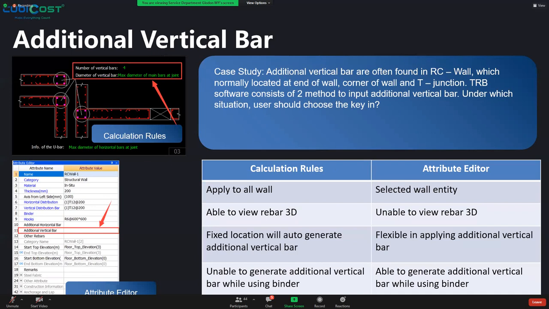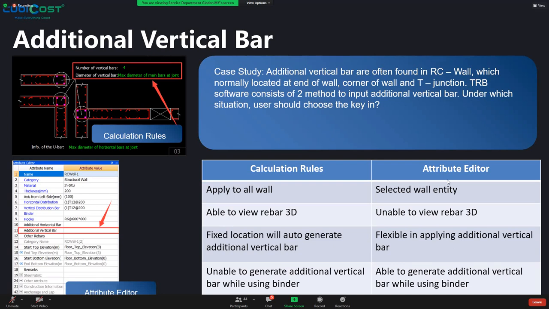So basically, in calculation rule, if you set here, it applies to all walls without a doubt, unless you do it in your attribute editor. That is a private attribute. With that said, that one only applies to your selected wall element.